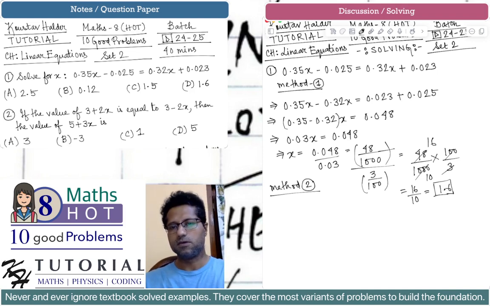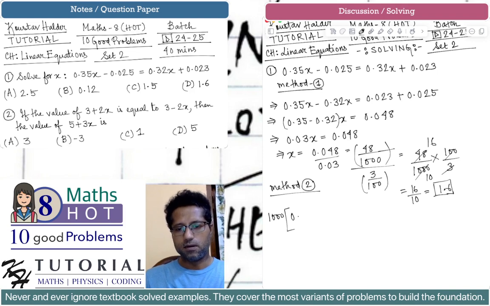That is, the decimal number minus 0.025 has 3 decimal places. Also the decimal number 0.023 has 3 decimal places. By decimal numbers I mean they can be constant terms or they can be coefficients of the x term. So multiply both the sides of the equation by 10 to the power of the highest decimal places in all the decimal numbers. In this problem it is 3, so I will multiply both sides of the equation by 1000.